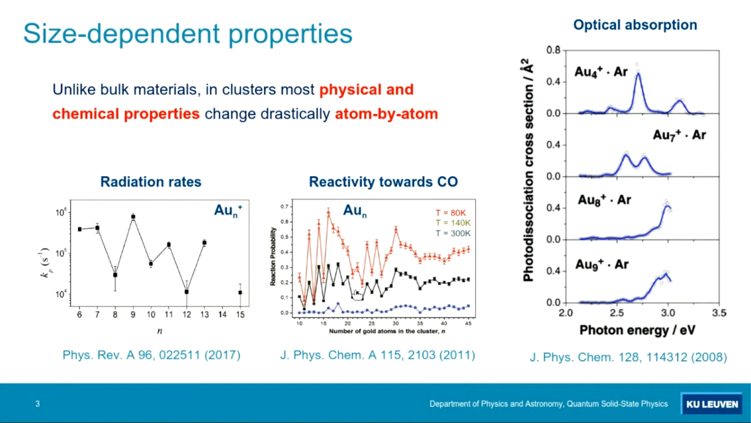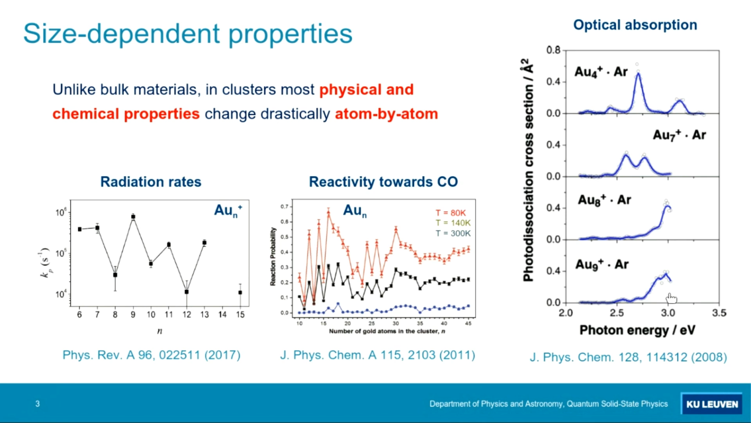So these are 3 examples from literature. They're all gold clusters, so particles composed of gold atoms, where you have, for instance, the radiation rates, the way these clusters emit photons. As a function of size, you see how just by changing one atom, the rates change drastically. These are reaction probabilities towards carbon monoxide, so a very different property from photon emission, but still, just by adding a single atom into the system, you change completely the way these clusters interact with CO.